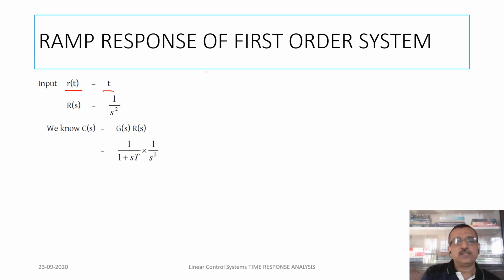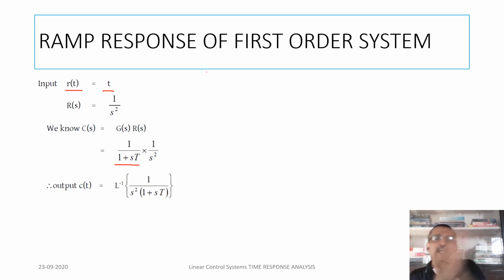Therefore, what is C(s)? 1 by 1 plus st into 1 by s square. So we got C(s). What is the next step? Take L inverse. You should be good at L inverse. How will you take L inverse of 1 by s square into 1 by 1 plus st? How will you find the inverse of this? Is it a by s square plus b by 1 plus st?